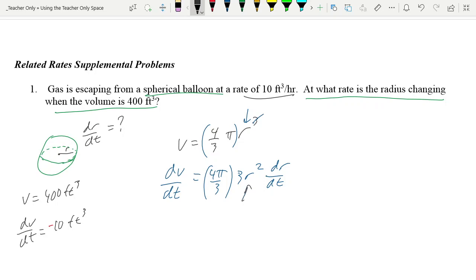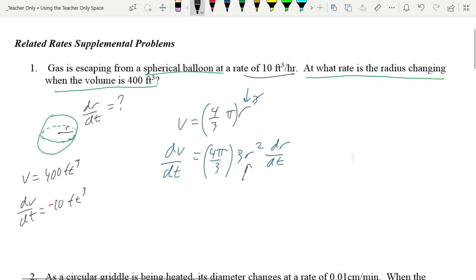Okay. And then do I know r? Well, the problem didn't give me r. So what could I do to figure out r? Because I know dV/dt. We could sub that in if we wanted to. That's negative 10. I don't know r, and then dr/dt is our goal. That's the thing we're solving for. So if I can figure out r, I'm done.